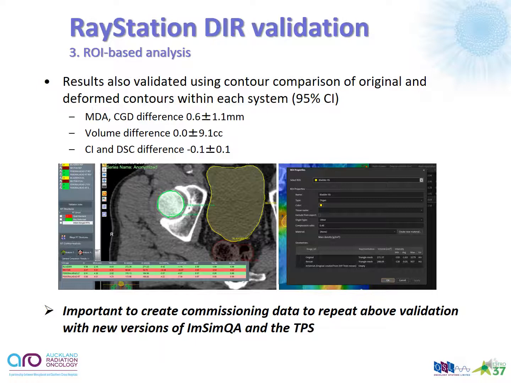So in terms of validating the DVF import into ImSimQA, we were very happy at this stage that all the differences we were seeing were sub-millimeter and or at the level of the DIR voxel. Now it's important to create commissioning data to repeat this process when we have new versions of either ImSimQA or the TPS.